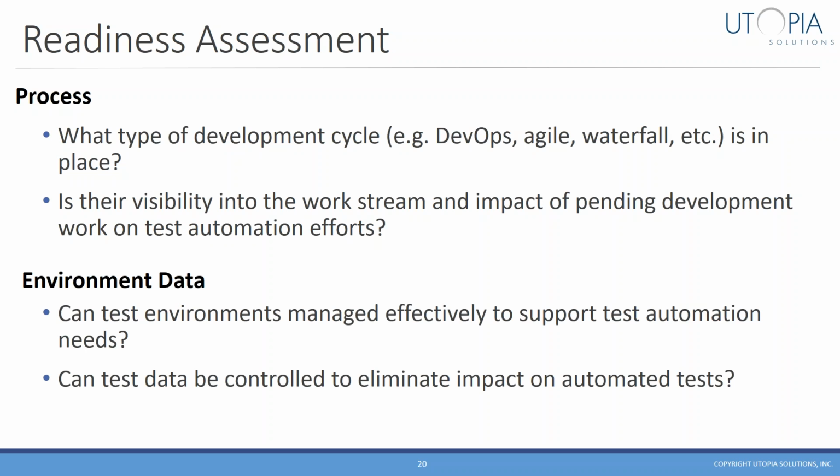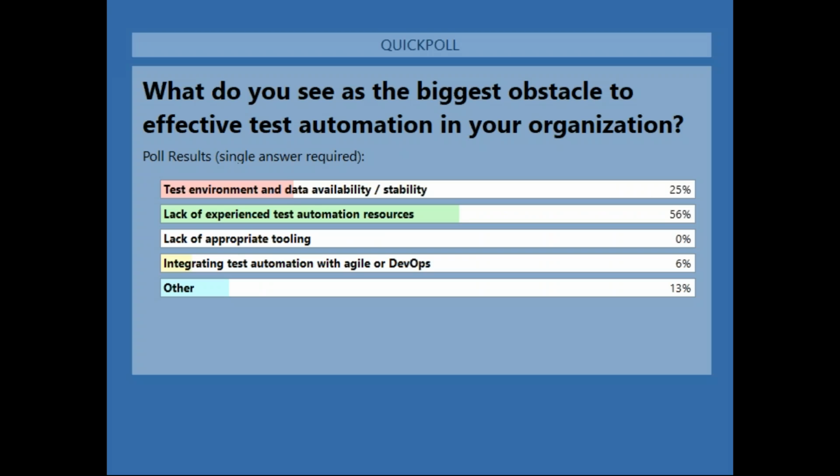From an environment perspective, test automation requires stable test environments and data. And again, according to the World Quality Report, test environments and data continue to be the top challenge to effective test automation. And you really need to understand where you are from this perspective so you can address it in your strategy. This would be a good time to share the poll results.